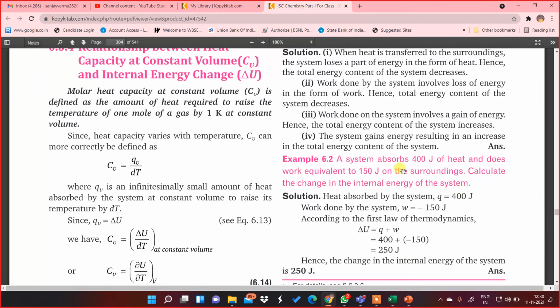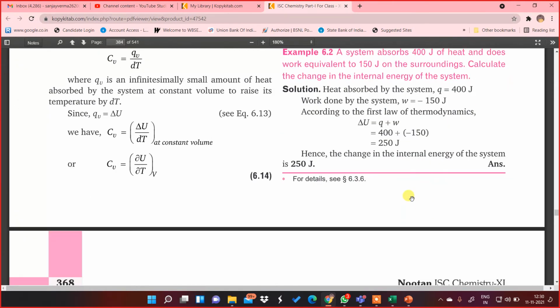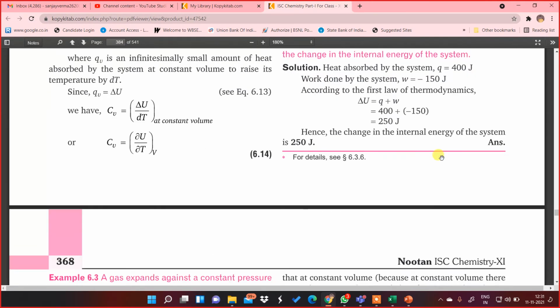So based on this, some simple numericals are required. The mathematical form of enthalpy I have already told you. Here in this numerical, a system is absorbing 400 joules of heat and does work equivalent to 150 joules on the surroundings. Calculate the change in internal energy. Apply the formula directly. Because work is done by the system, work is minus, and heat is absorbed by the system, so Q is plus 400 joules. Delta U is Q plus W. So 400 plus minus 150 will give you 250 joules. This is how you get the answer for internal energy change.